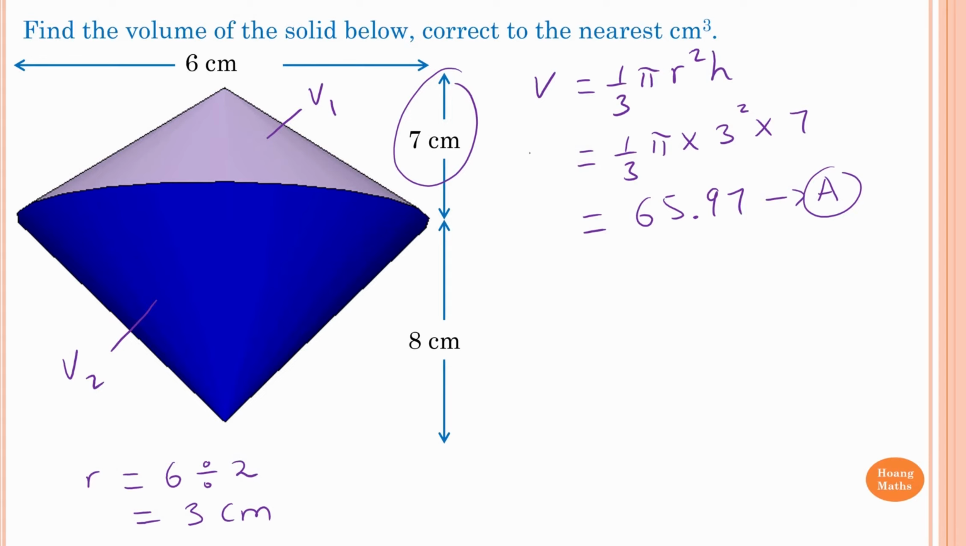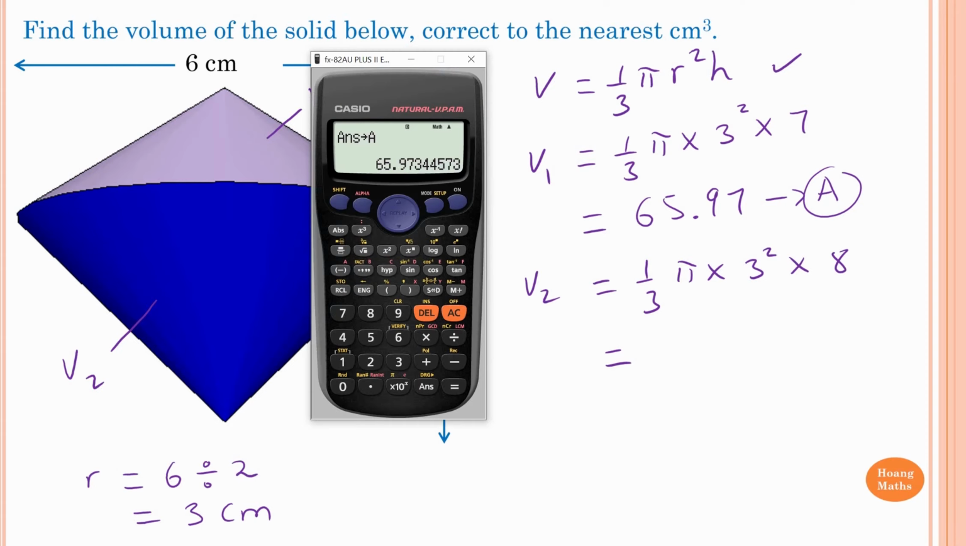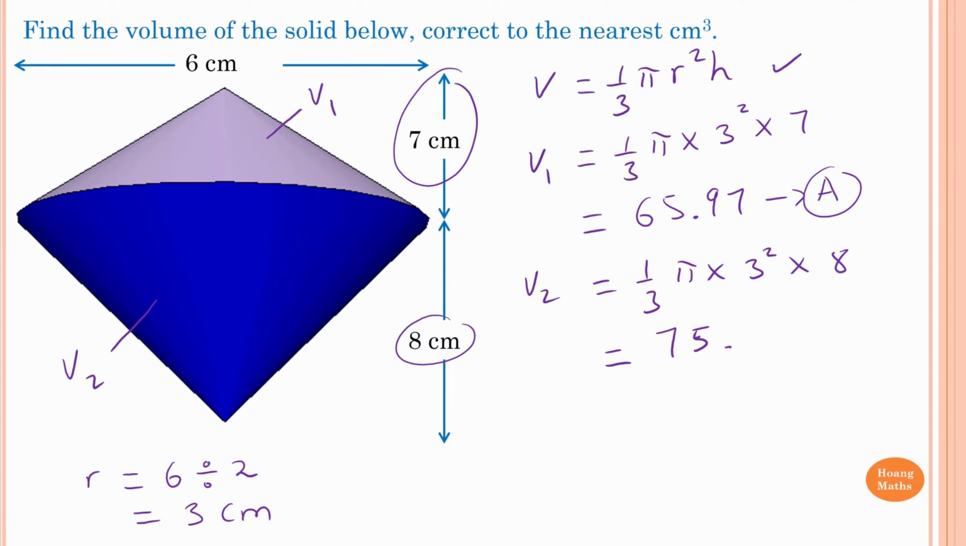That is V1, and then V2. I already have the formula here, so I don't have to rewrite it again. So I just go 1/3 pi times the radius, the same radius, which is 3 squared, and times the height, which is 8. So I just put it in a calculator: 1/3, times pi, times 3 squared, which is 9, times 8. So that gives me 75.398 and so on. And I just add them up.